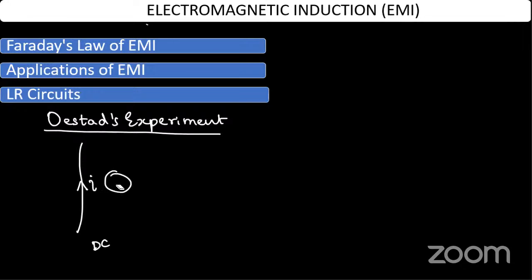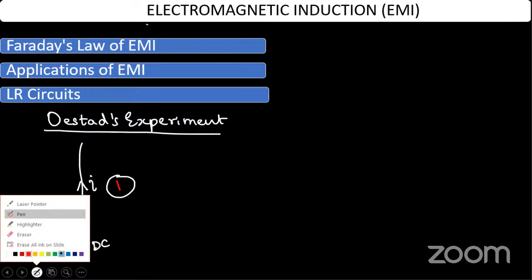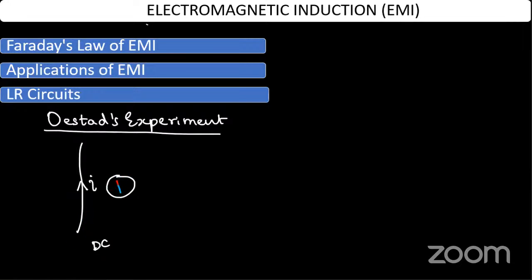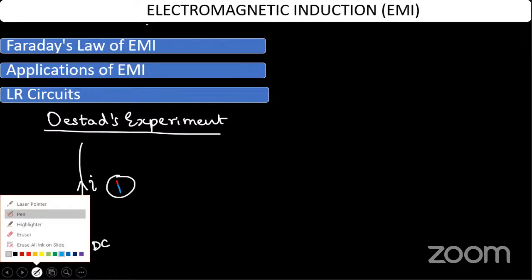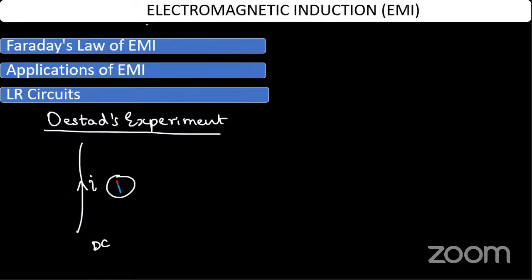He took a magnetic compass, which was half red and half blue, so it had a magnet inside it. When this compass was held near this current carrying conductor, what happened? When the current was flowing, the compass deflected. If you remember, the compass deflected in such a way that it made a circular path.